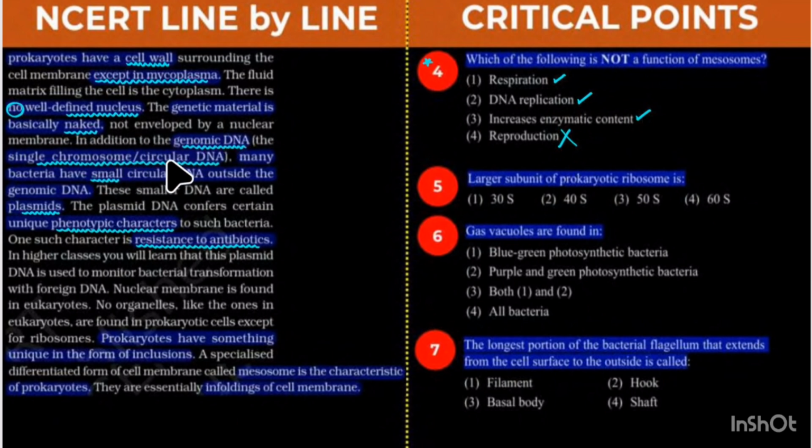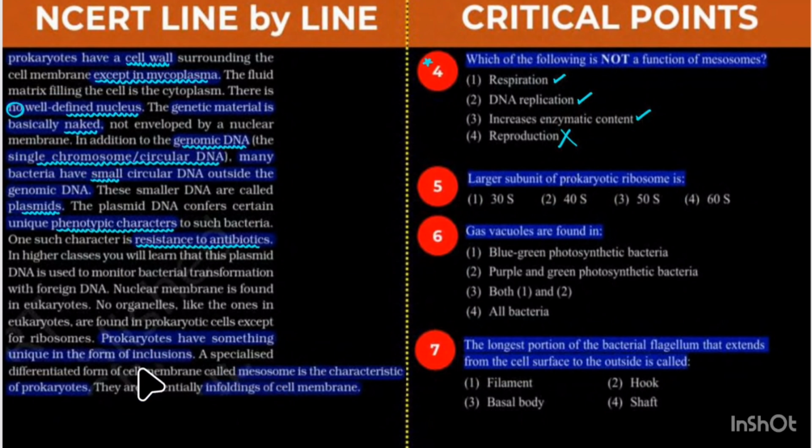In addition to the genomic DNA, the single chromosome of circular DNA, many bacteria have a small circular DNA outside the genomic DNA. These smaller DNAs are called plasmids. The plasmid DNA confers certain unique phenotypic characters to such bacteria. One such character is resistance to antibiotics. In higher classes, you will learn that this plasmid DNA is used to monitor bacterial transformation with foreign DNA. Nuclear membrane is found in eukaryotes. No organelle like the ones in eukaryotes is found in the prokaryotic cell except ribosomes. Prokaryotes have something unique in the form of inclusions.